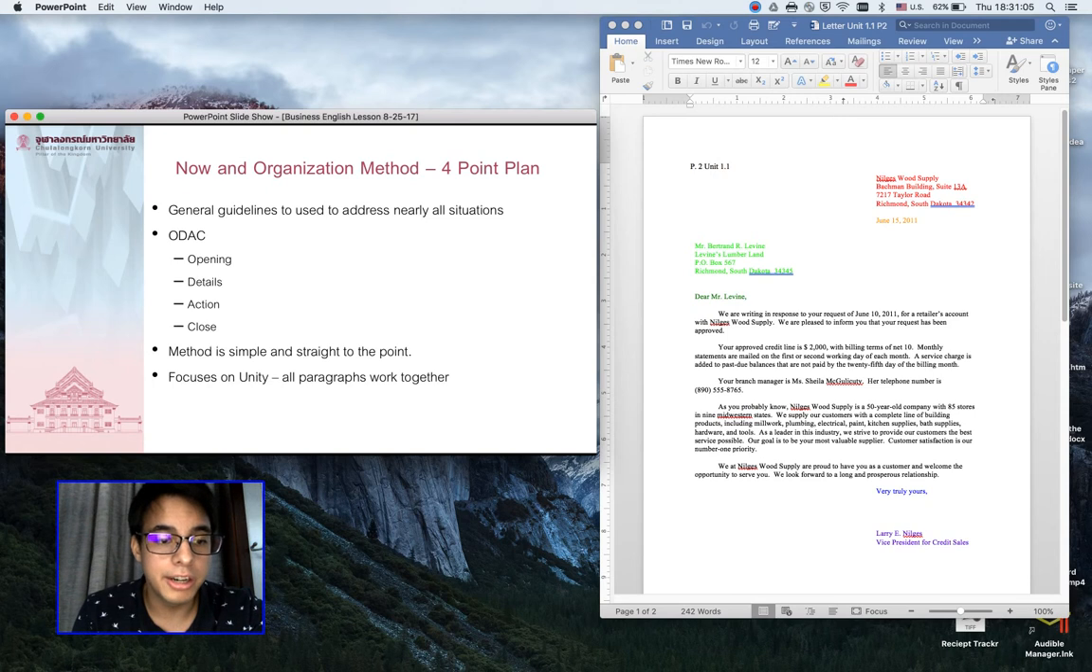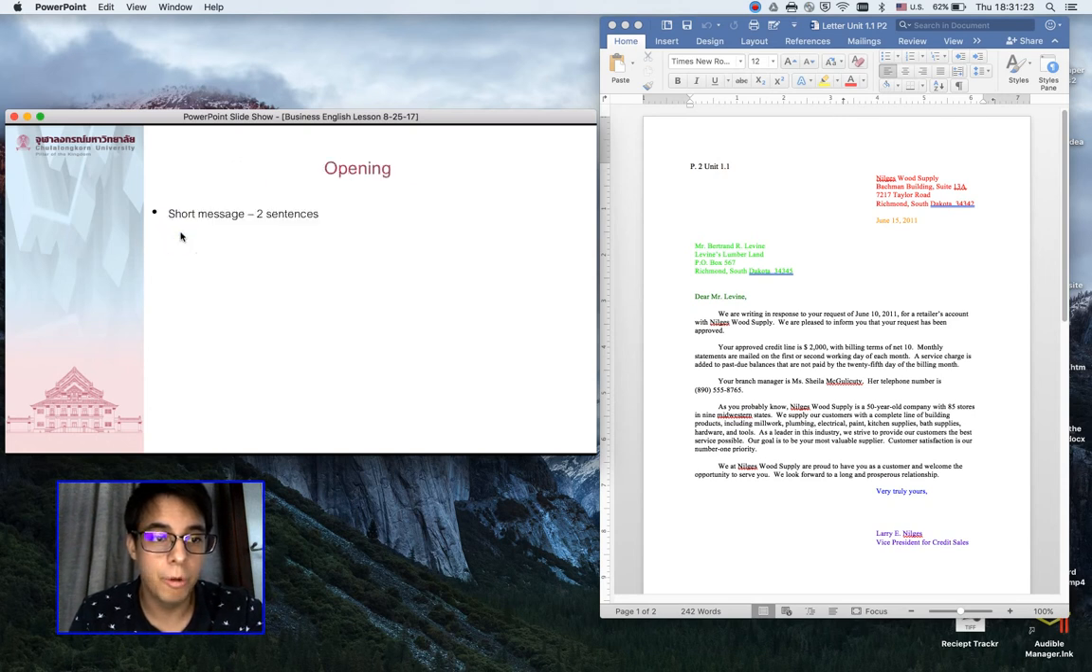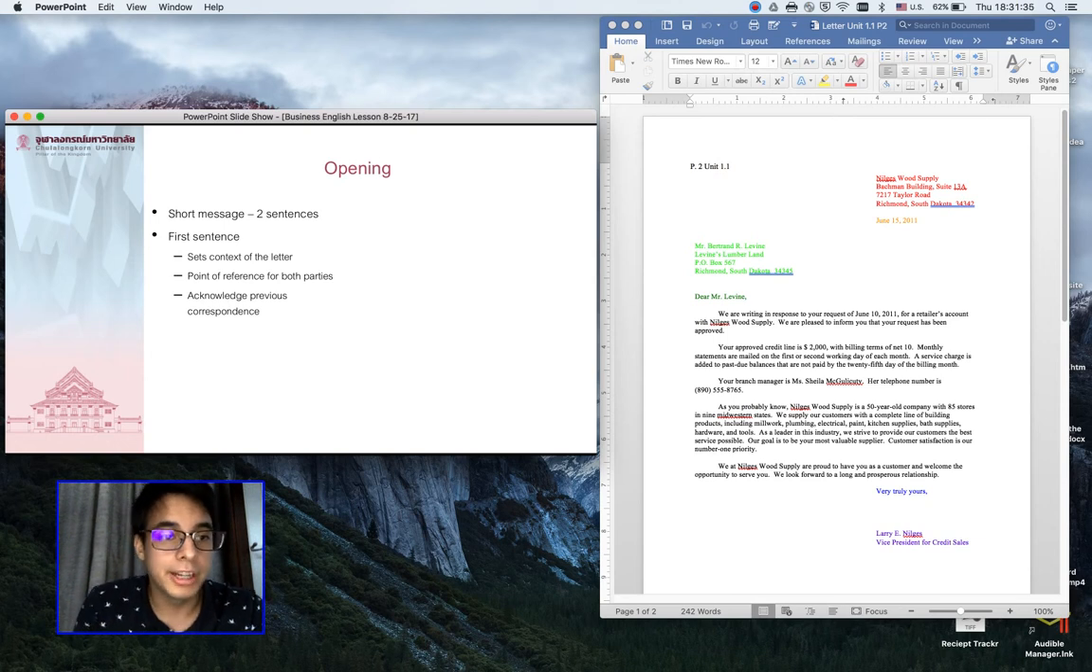Remember that the letter does need to have unity, in which all the paragraphs work together, and it also needs to be coherent, in which the paragraphs fit and flow smoothly with one another. So the first part is the opening. Generally the opening is 2 short sentences. The first sentence of the opening sets the context of the letter, is a point of reference for both parties, and can acknowledge previous correspondence.